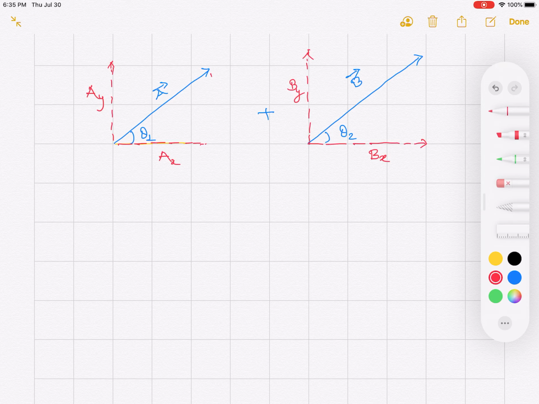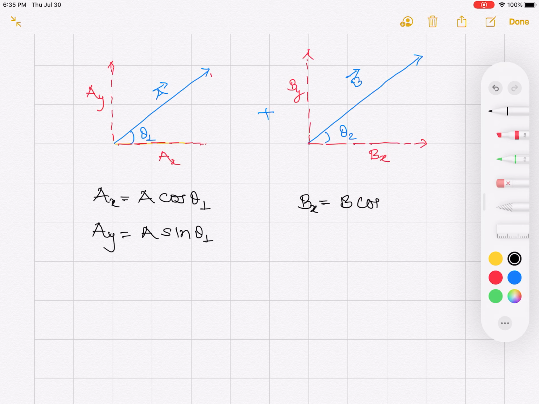From here you can calculate ax, which is simply magnitude of a cos theta 1, as we did last time. Always remember, the adjacent side which makes the angle with the main vector becomes cos, and the other one is sine theta 1. Similarly bx is b cos theta 2, and by is b sine theta 2.